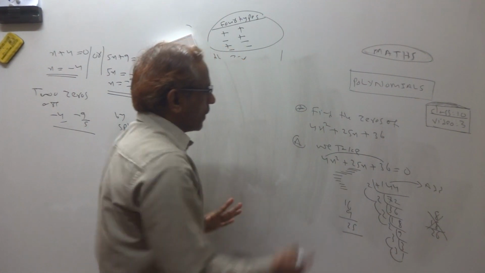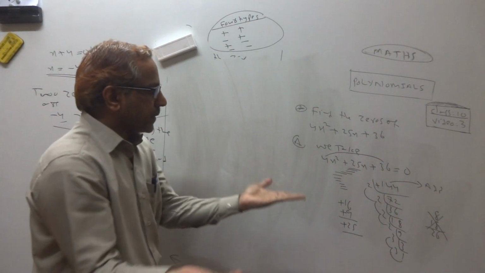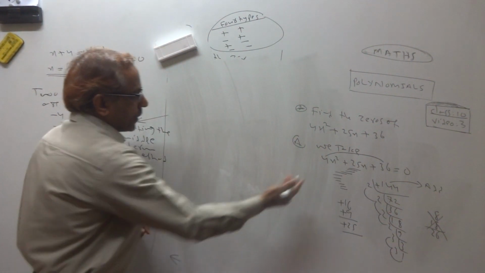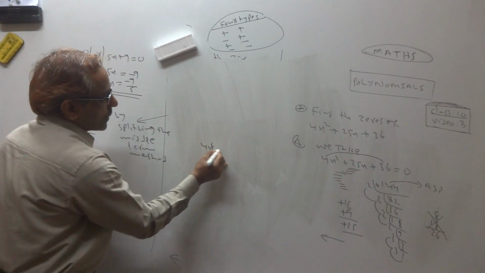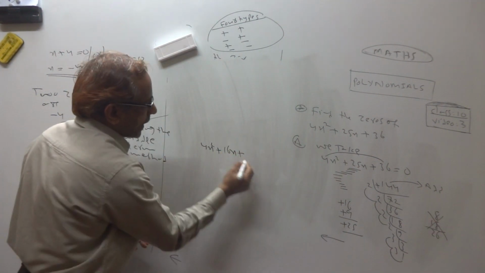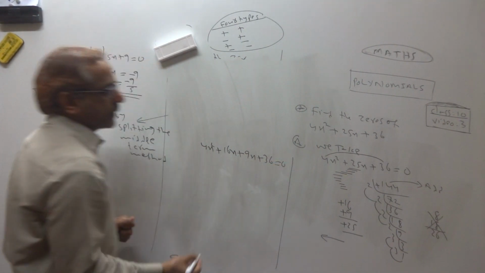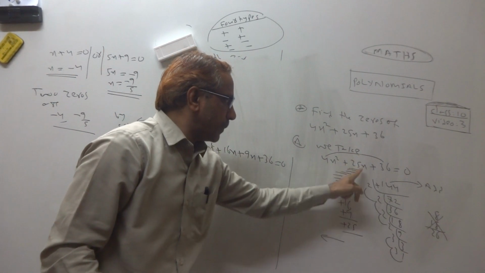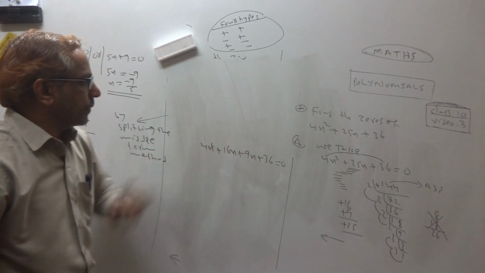But the center is plus, no? You take both plus, because plus 16 plus 9 is plus 25. Okay? Then how do we write after that? 4x square plus 16x plus 9x plus 36. Yes, so we are splitting this middle term. In place of 25 we write plus 16 plus 9.